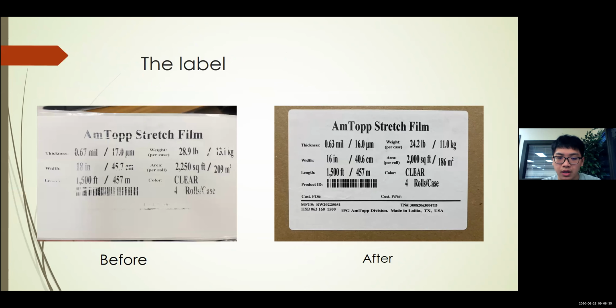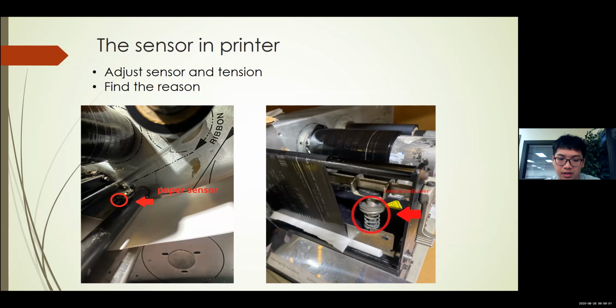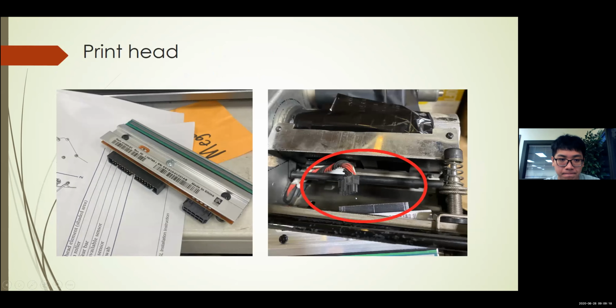The first possibility may be that the tension pressure has not been adjusted properly, so the printing is not clear. The second possibility is that the sensor is abnormal. Here is the paper sensor, right here, and here is the tension. If the problem is still not solved after adjusting both the sensor and tension, it is highly possible that the print head is damaged. The print head is very delicate. A little scratch on the print head may cause the label to look ugly or go wrong.